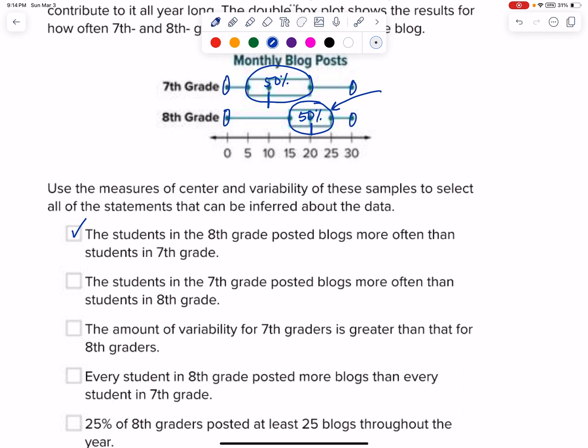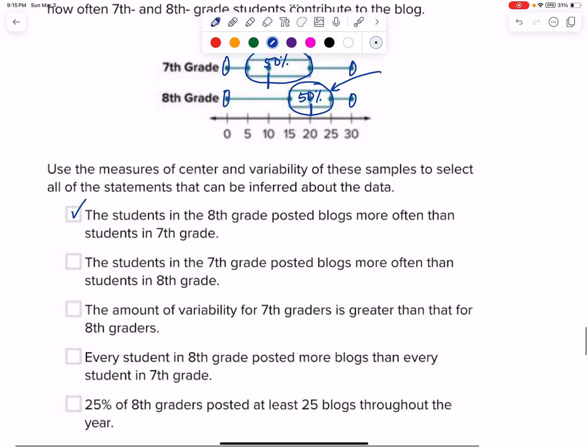So let's see this. The students in 7th grade posted blogs more often. Well, no, most of their data is clustered in a lower range here. All right, the amount of variability for 7th graders is greater.